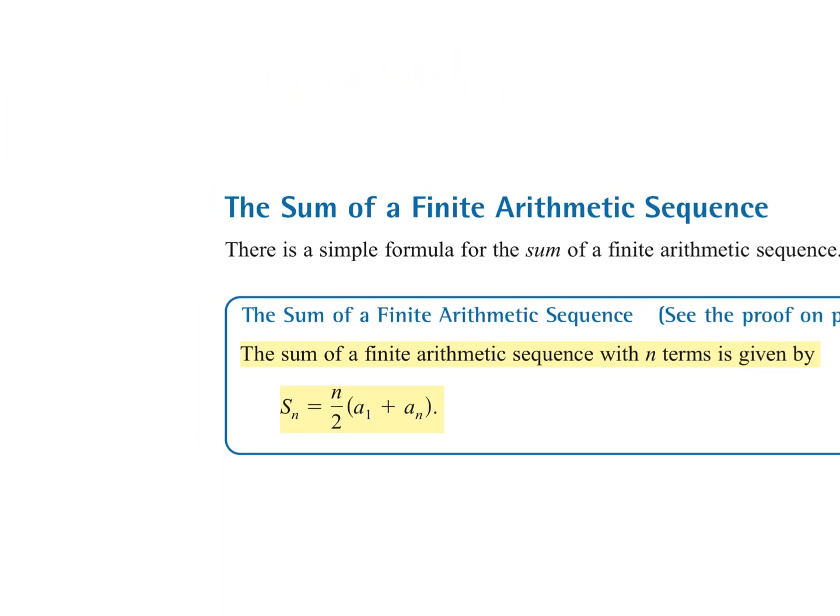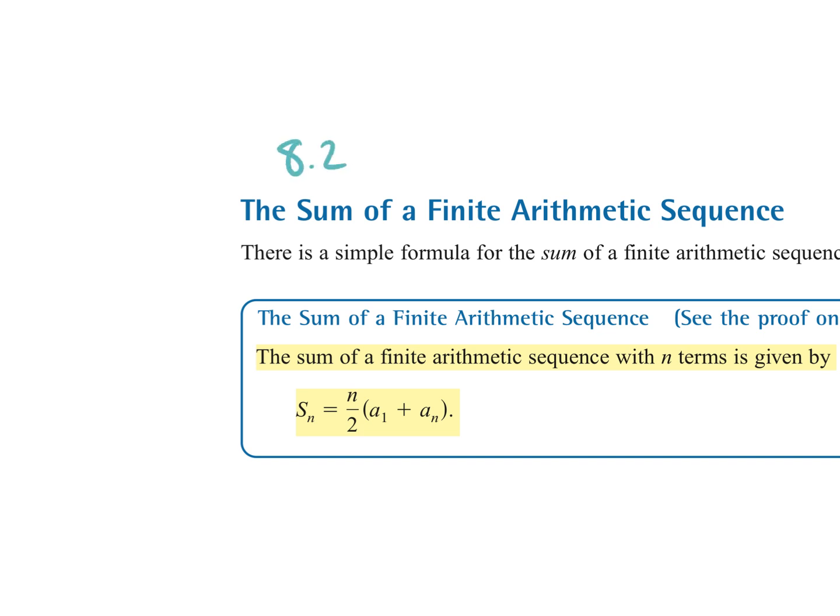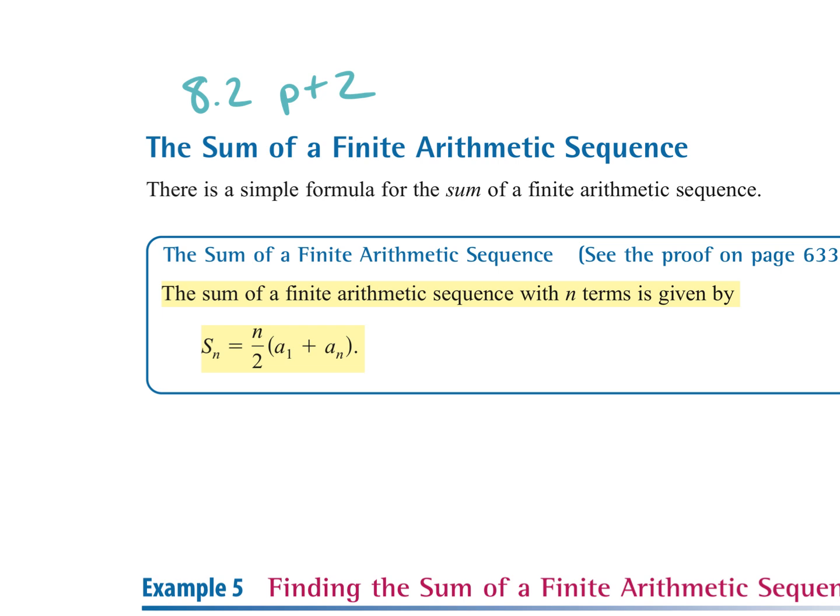All right, so this is 8.2 part 2. So we left off on the sum of a finite arithmetic sequence. So it's the same notes as 8.2 that we did on Thursday.